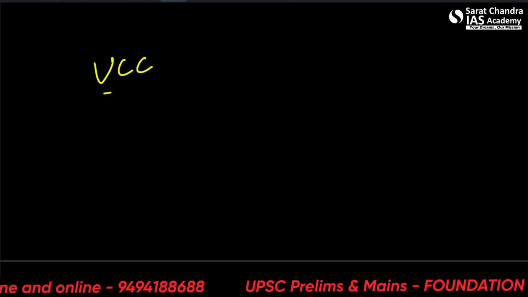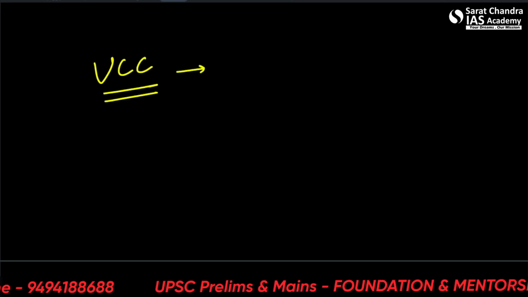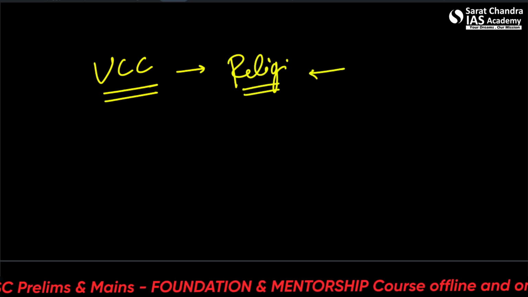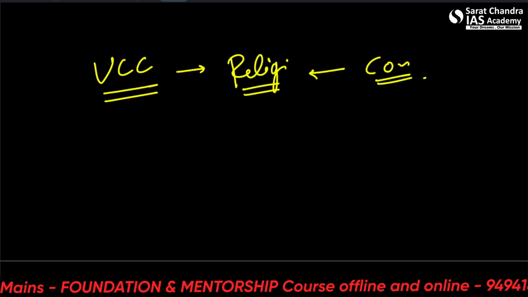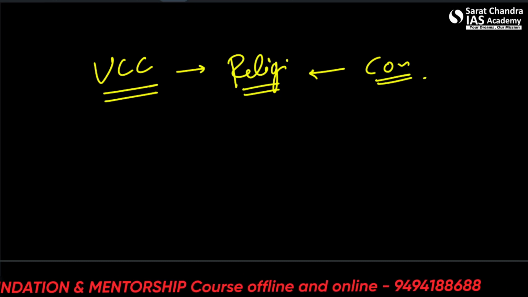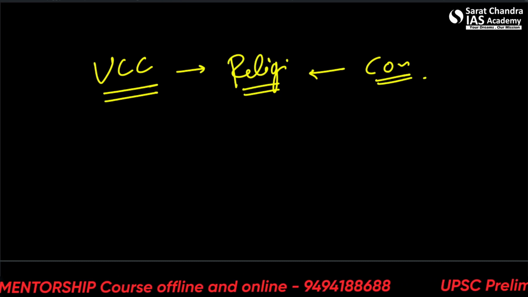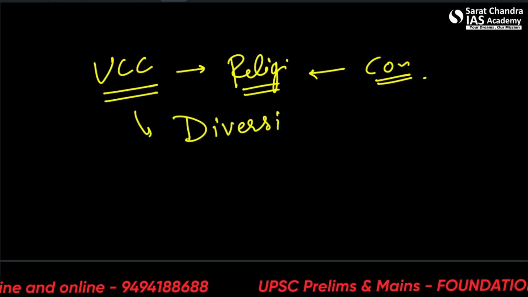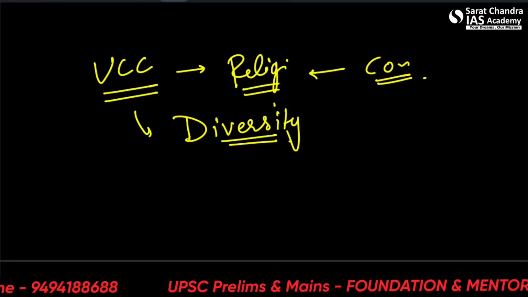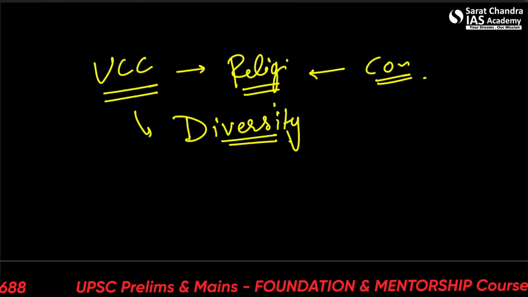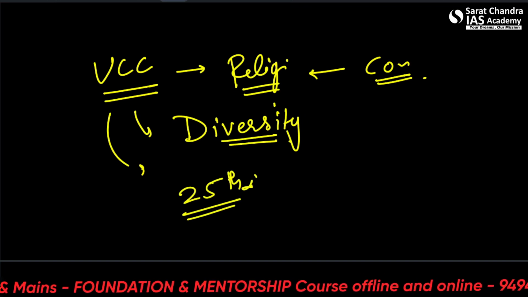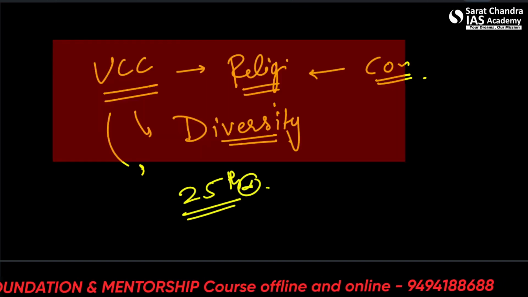So many religious and minority groups view UCC as an infringement on their religious freedom. Religious freedom is also a part of our constitution as well as preamble. So they fear that UCC would impose a majoritarian or homogeneous law that would disregard their identity and diversity. They also argue that UCC would violate their constitutional rights under Article 25. So these are the articles related to UCC, please remember.